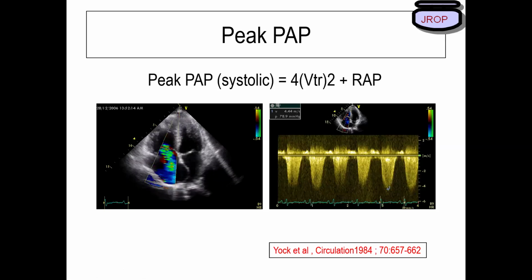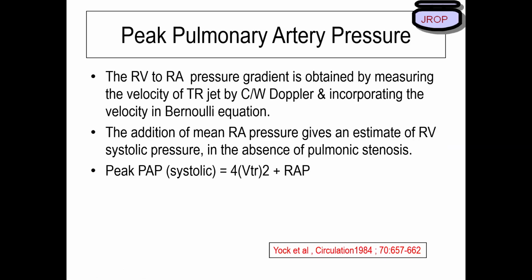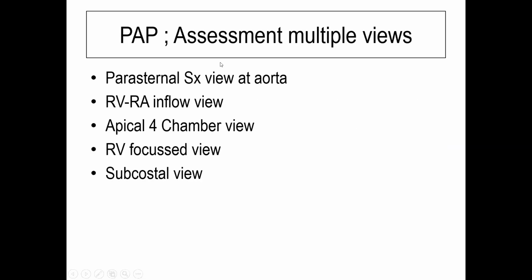The second important part of evaluating this particular phenomenon is that we have to assess pulmonary artery pressure from 5 different windows. As we said for aortic, 6, the same thing applies here, 5 different windows.